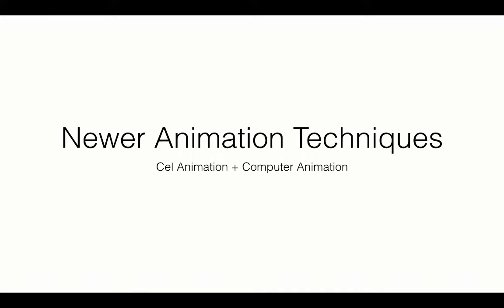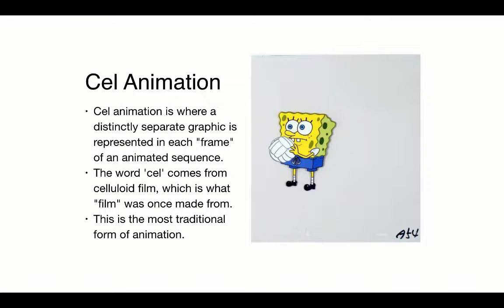Okay. Let's also talk about some newer animation techniques. We'll discuss cell animation and computer animation. So cell animation is where a distinctly separate graphic is represented in each frame, or still image, of an animated sequence. And the word cell comes from celluloid film, which is what film was once made from. Okay, so that's where the word cell comes from. And this is the most traditional form of animation.